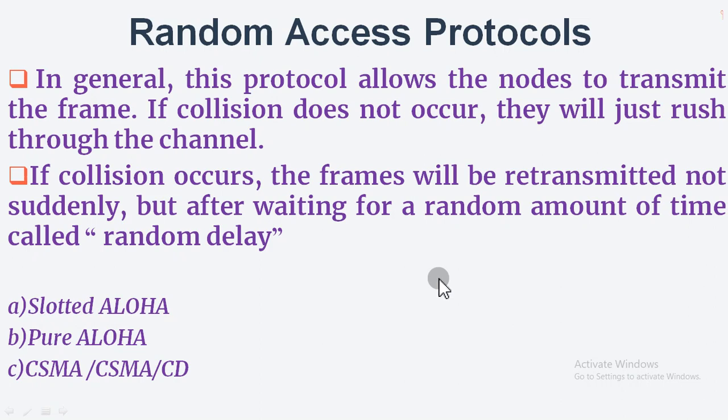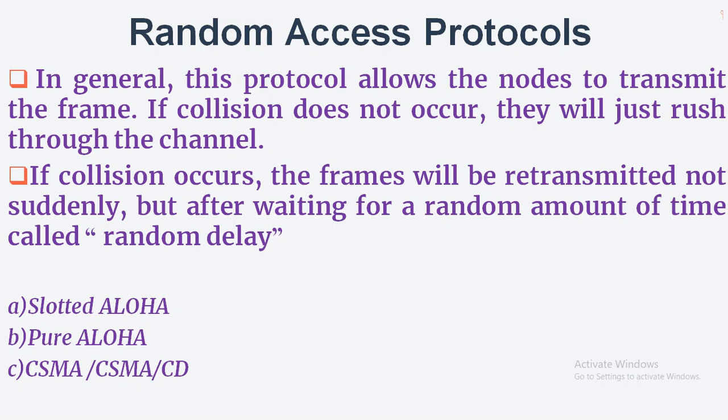Then come random access protocols, which will be dealt with in detail. It is the second broad class of multiple access protocols. In this case, a transmitting node always transmits at the full rate of the channel, namely R bits per second. When there is a collision, each node involved in the collision repeatedly transmits its frame. They keep on transmitting the frame until it gets through without a collision.